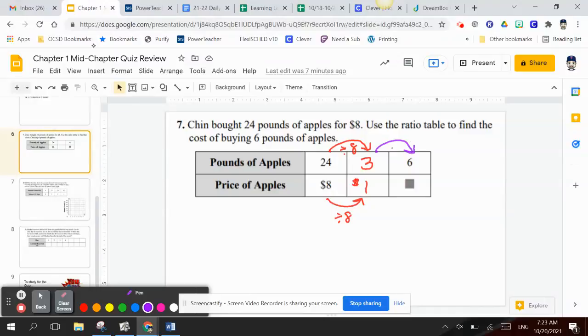Well, to go from 3 to 6, my numbers are getting larger, so I have to multiply. And I know 3 times 2 is 6. So then I do the same thing to my bottom number. I take 1 times 2 to get $2 for 6 pounds of apples.